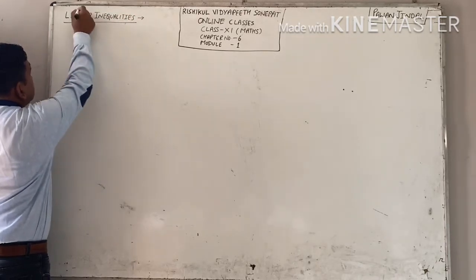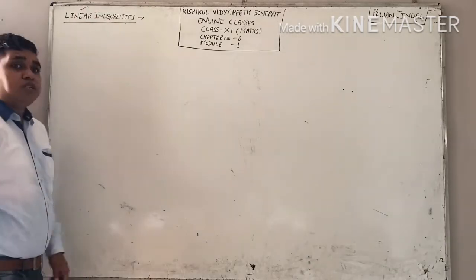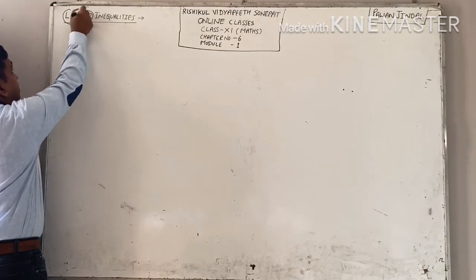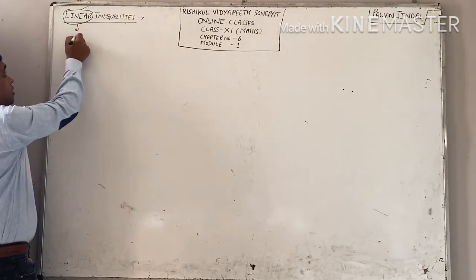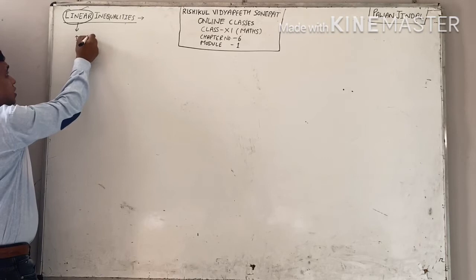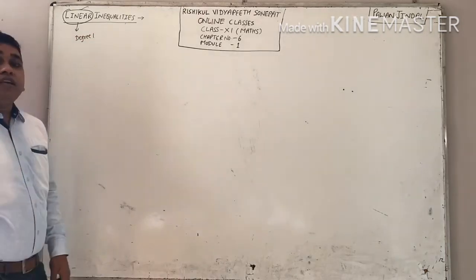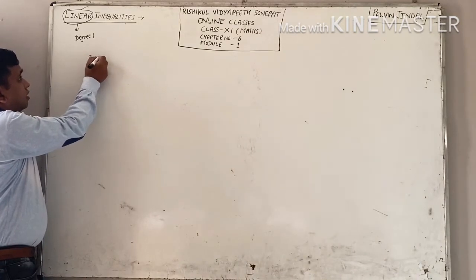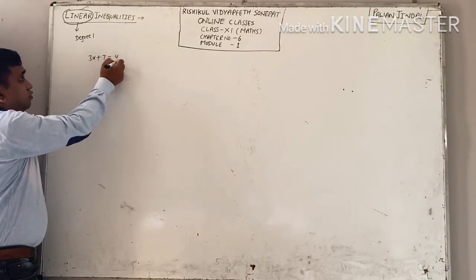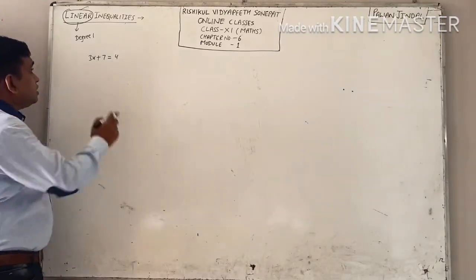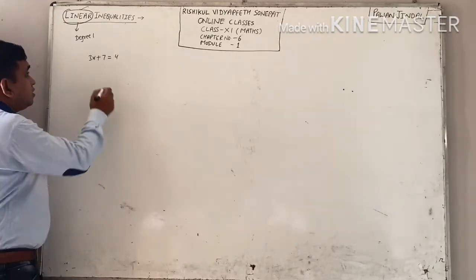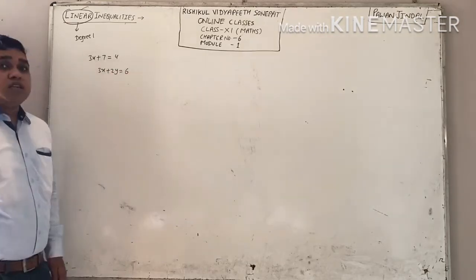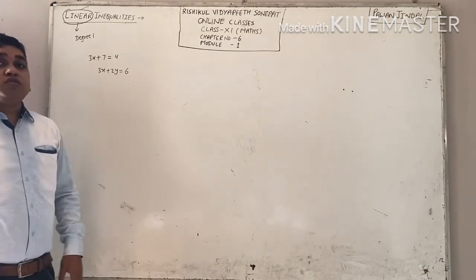First word is linear, and students, you know the meaning of linear. Linear means whose degree is 1. Degree means highest power. 3x plus 7 equal to 4. This is linear because here highest power is 1. 3x plus 2y equal to 6. This is also linear because here highest power is also 1.